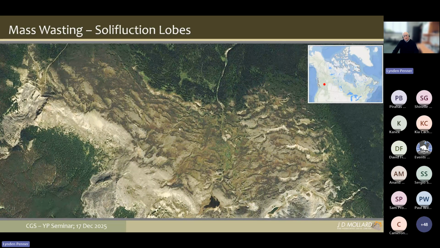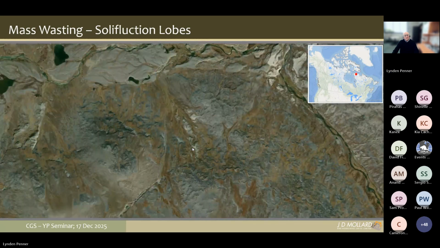Other examples as well. This is in the Rocky Mountain House area in Alberta. Additional examples. So they're quite distinctive little scarps, little steep scarps, and often you can see a number of them as you move down the slope.